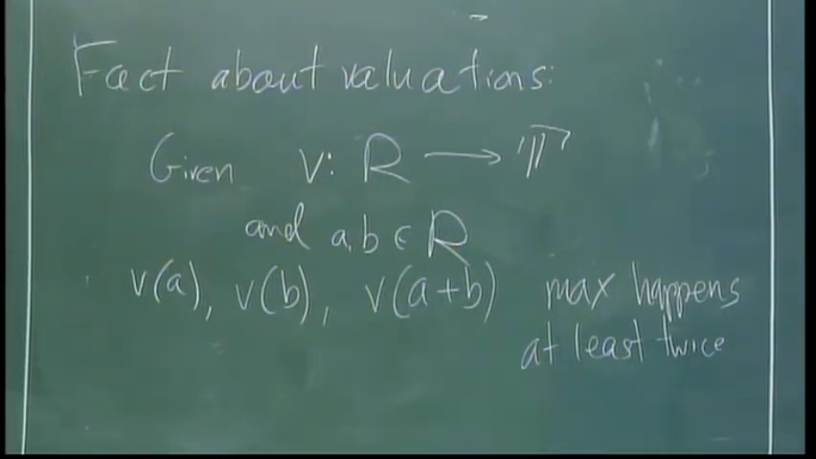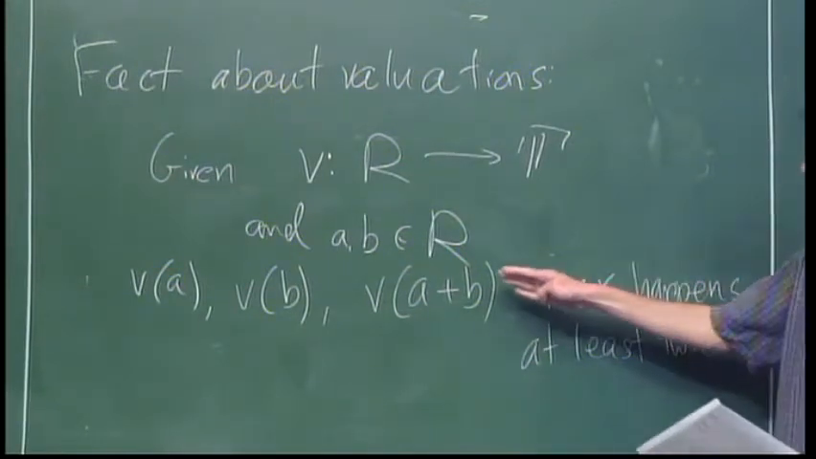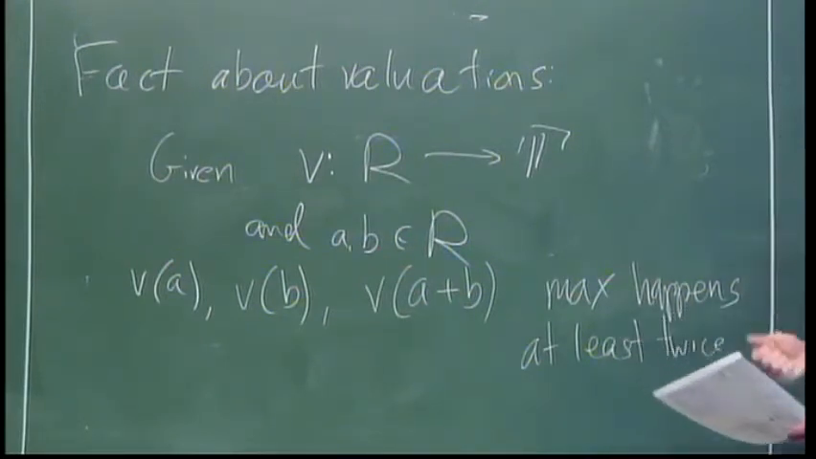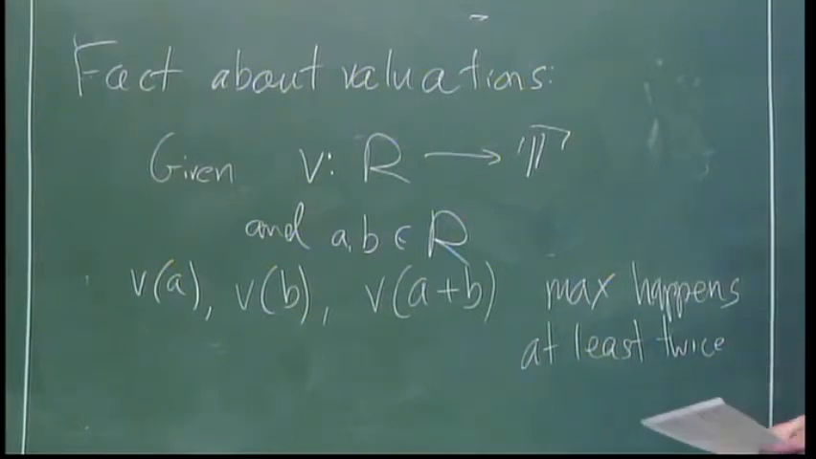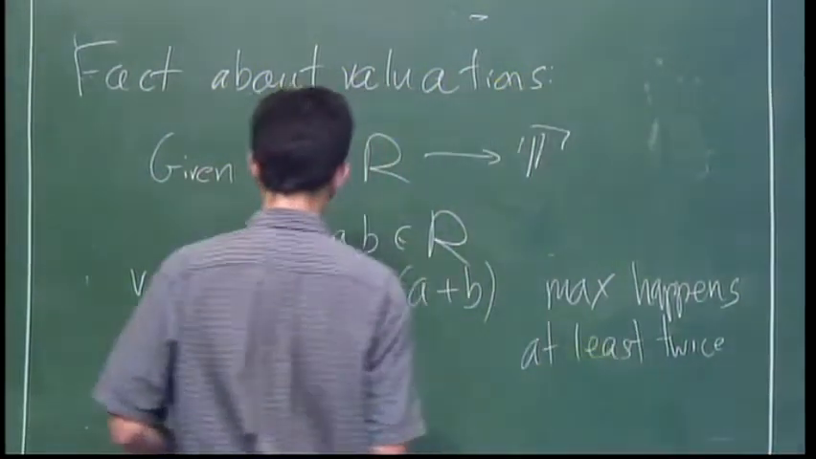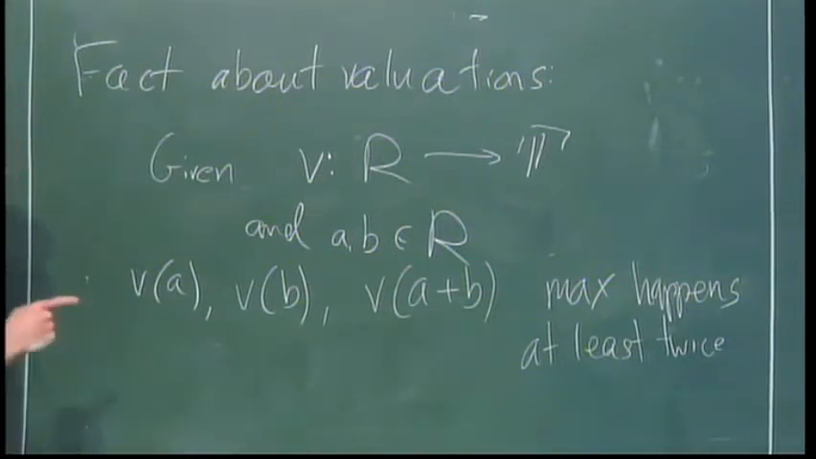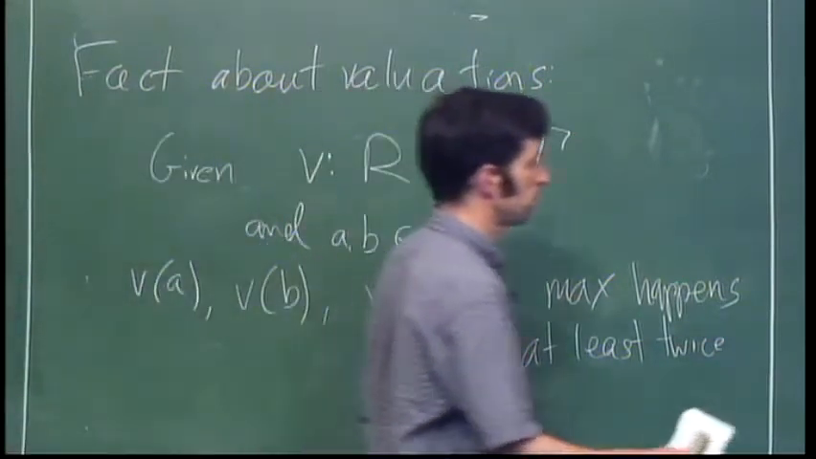So the max of these three numbers happens at least twice. So the sum of these three numbers tropically vanishes. So the condition of being a valuation looks quite a lot like something we've seen already, tropical vanishing or bend relations. In fact, this is an if and only if. So a multiplicative map is a valuation if and only if it satisfies this condition.